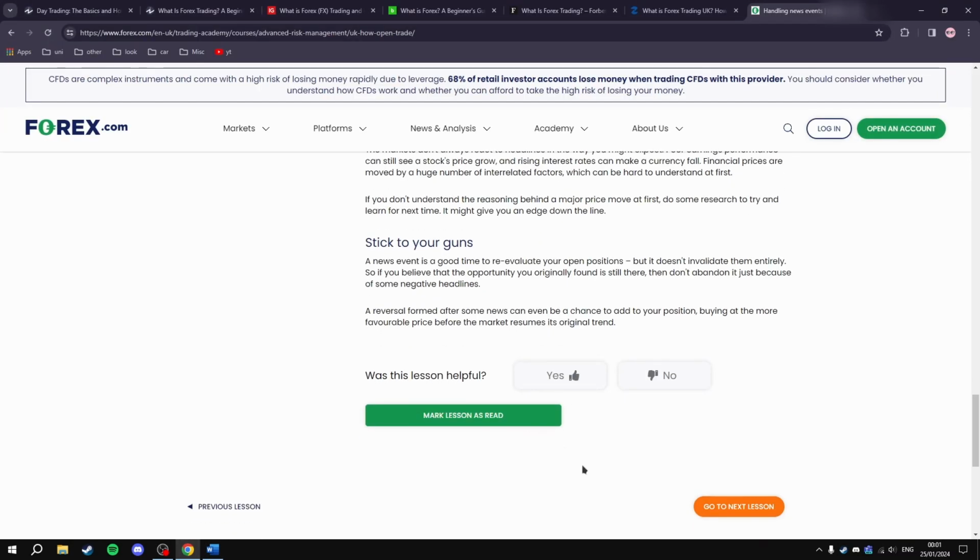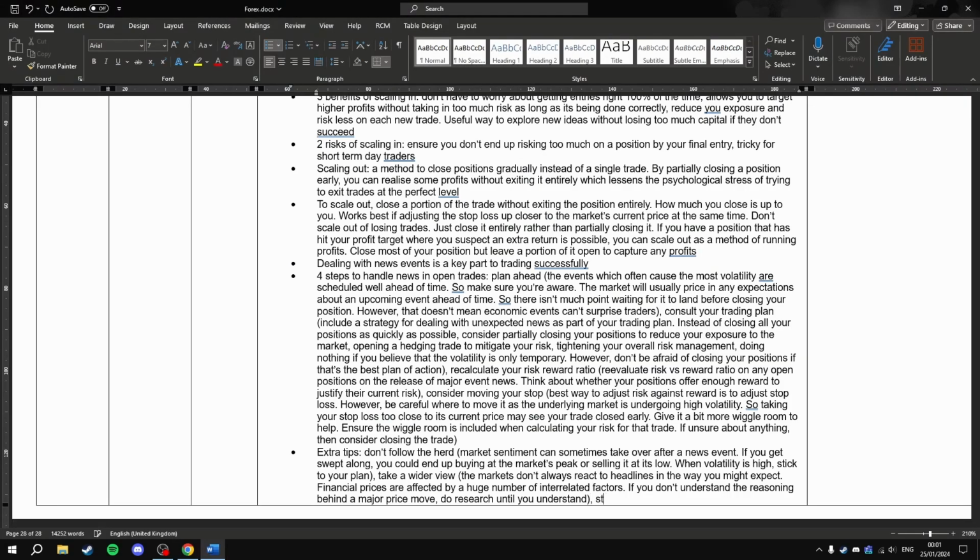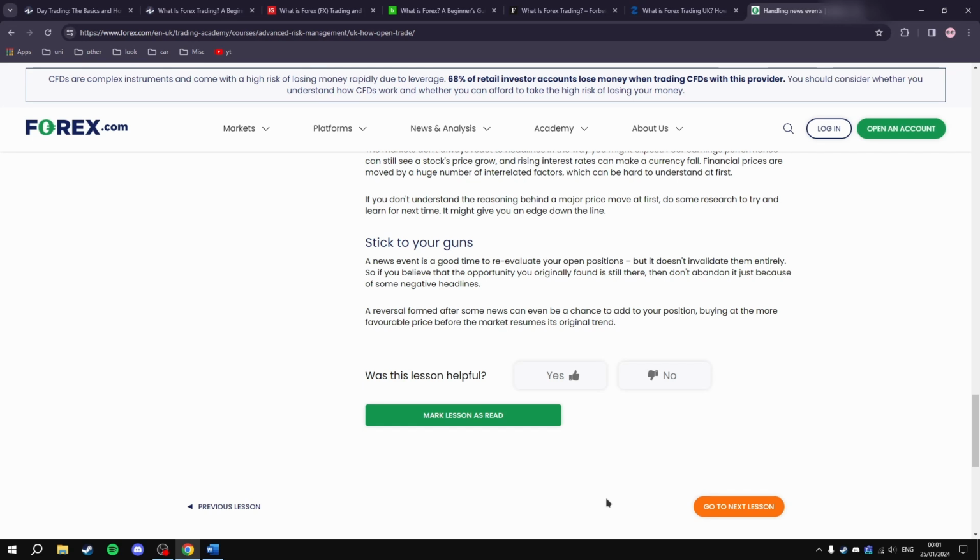Stick to your guns. A news event is a good time to re-evaluate your open positions, but it doesn't invalidate them entirely. So if you believe that the opportunity you originally found is still there, then don't abandon it just because of some negative headlines. A reversal formed after some news events can even be a chance to add to your position, buying at a more favourable price before the market resumes its original trend.